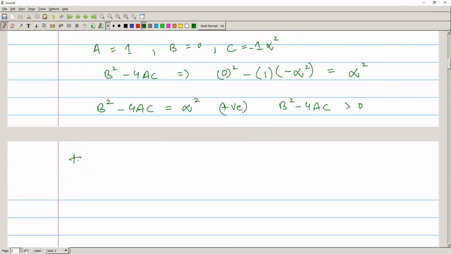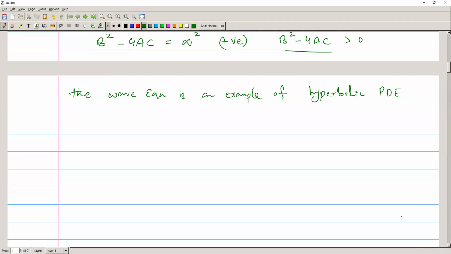So the wave equation, the classical wave equation, is an example of a hyperbolic PDE, right? Because this b squared minus 4ac is greater than 0. So now let us take the heat equation, the classical heat equation, and we will classify the heat equation as well. So let's do that.